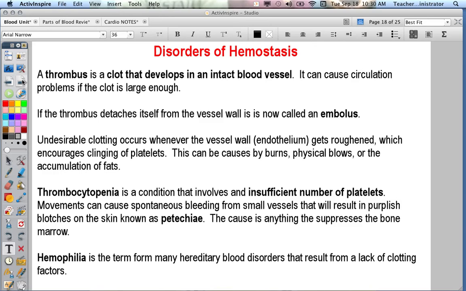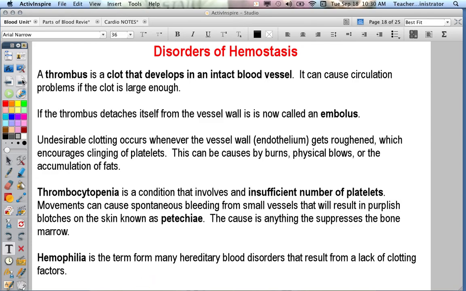Some disorders that deal with hemostasis are a thrombus. A thrombus is a clot that's occurring in a vessel that's not damaged, and this can cause different problems with your circulation if the clot's big enough. Sometimes the thrombus can even detach itself from the vessel wall, and that's going to be called an embolus. And then you can have that embolus traveling to different places, and if it gets in a vessel that's too small, it can cause things like a stroke or a heart attack or other types of damage in the body.